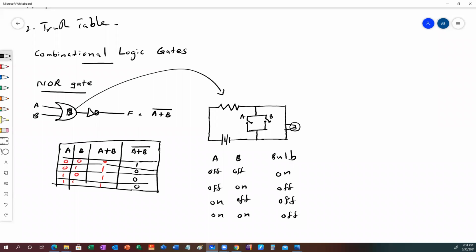Let's do it. Right now you can complete it. This is the OR gate. NOR.